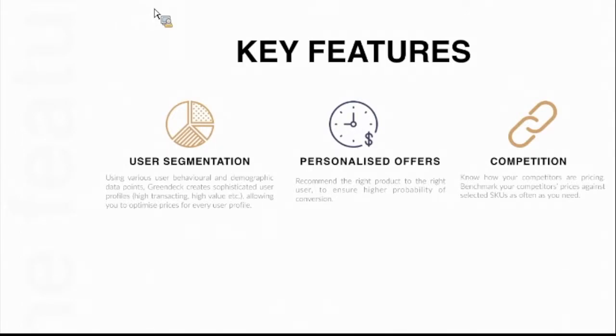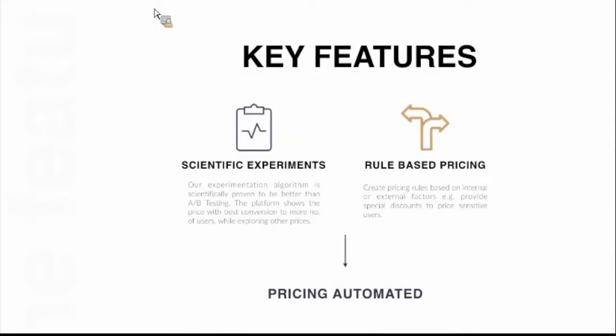Competition: know how your competitors are pricing. Benchmark your competitors' prices against selected SKUs as often as you need. Do it as frequently as every 5 seconds, or you can do it as rarely as daily or even monthly. Two other key features of the platform are scientific experiments. This is the bit using which you can arrive at the right price for your product.